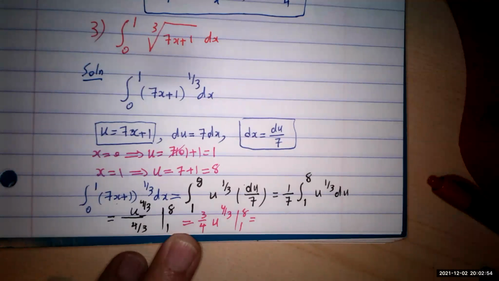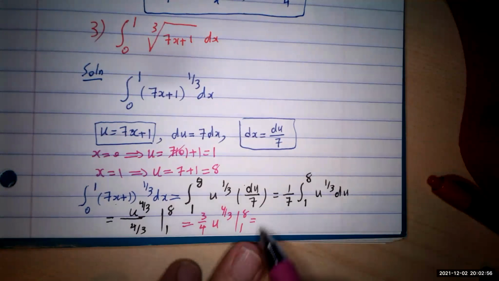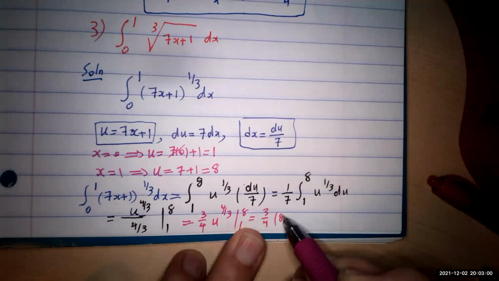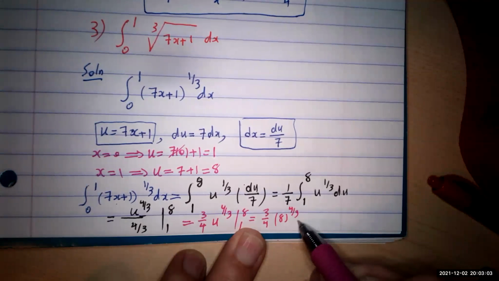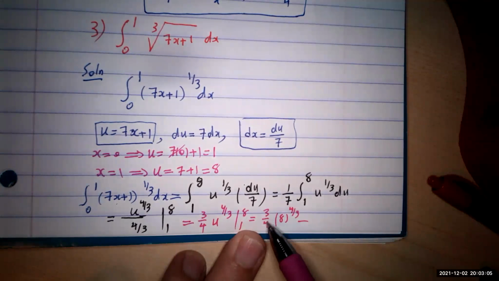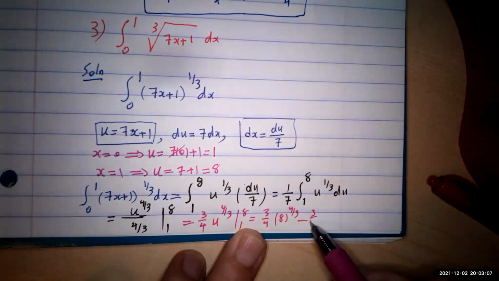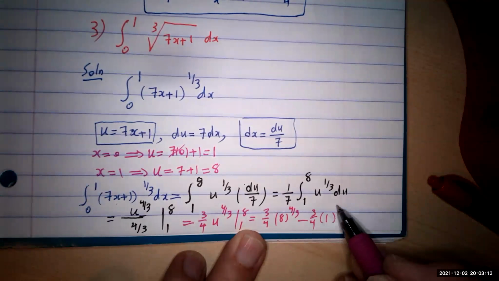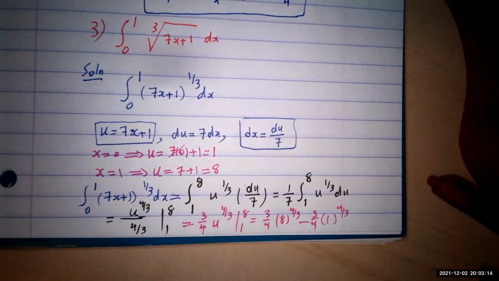Now substitute. u equal to 8, so that gives 3/4 times 8 to the 4/3, minus 3/4 when u is equal to 1. Now it's going to be 1 to the 4/3. We just do the substitution as we did before. Now you have to take care of 8 to the 4/3 again, as we did for the other one.